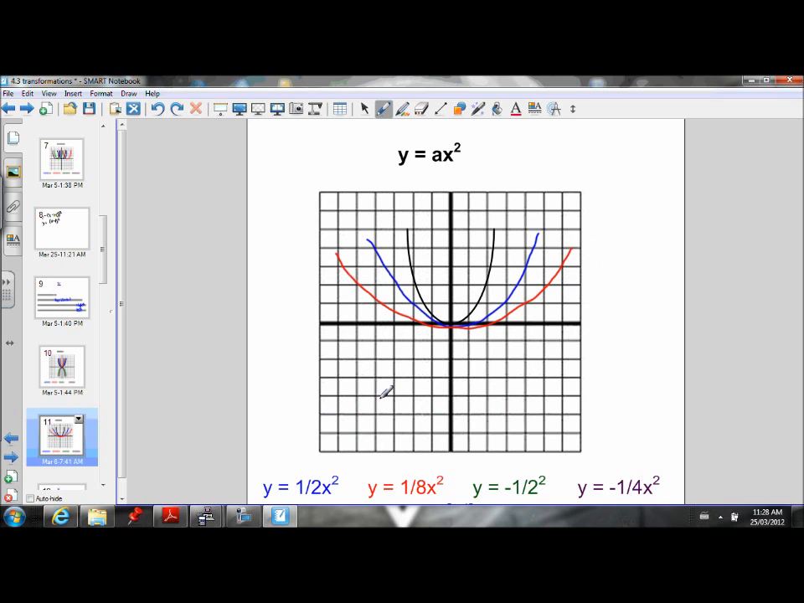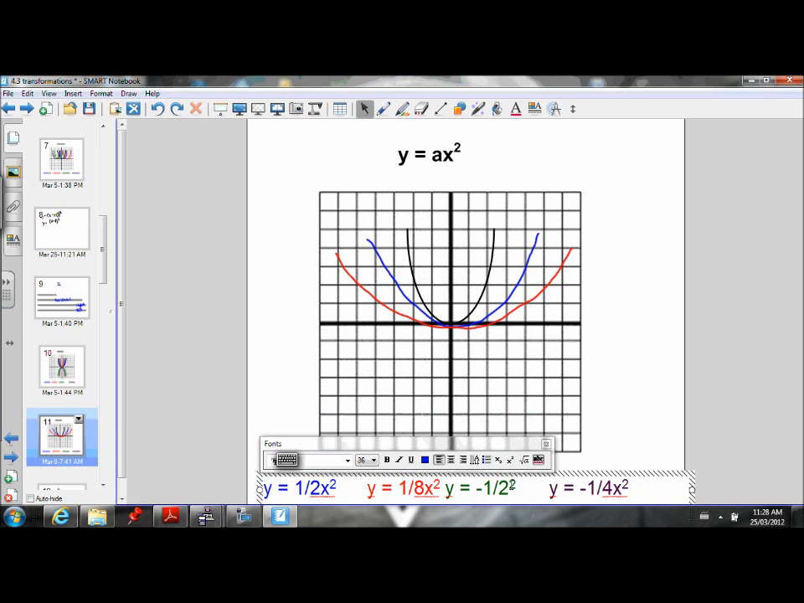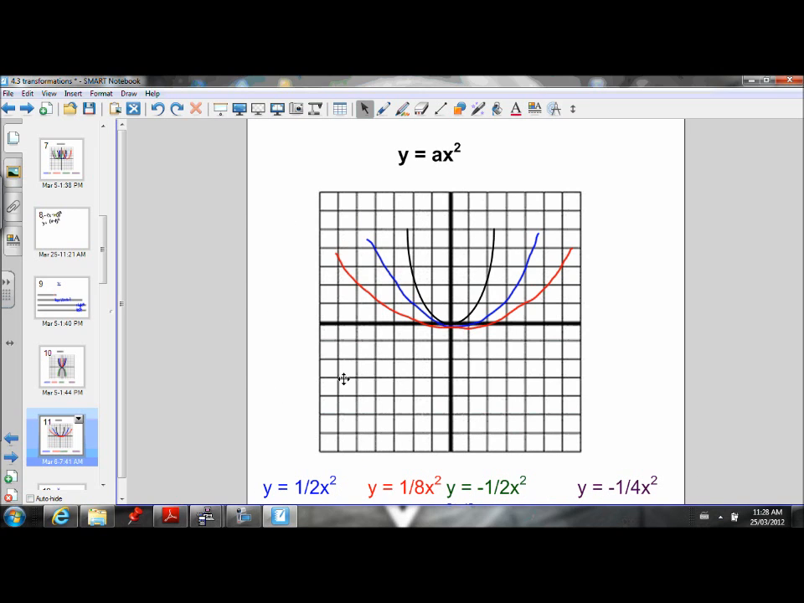Now, we remember what happens when the a value is actually negative. Oh, sorry, that should say y equals -1 over 2x squared. Okay, good. So we're going to have the graph of y equals -1 over 2x squared. We know it's going to be reflected in the x-axis because the a value is negative. It's going to look just like 1 over 2x squared, but it's going to be upside down, reflected in the x-axis.